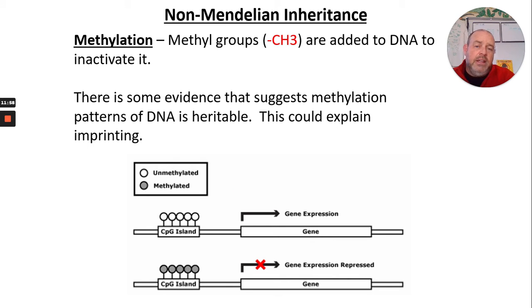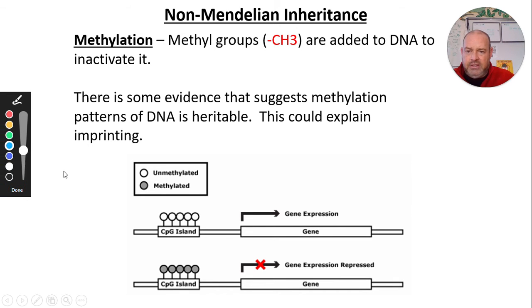Another non-Mendelian factor is methylation. This is also epigenetics. Methyl groups are added to DNA to inactivate the DNA. Down here it says there's some evidence that suggests methylation of DNA is heritable. This could explain imprinting. We have unmethylated DNA down here, which is the blank circle, and methylated DNA, which is the gray circles, right here.